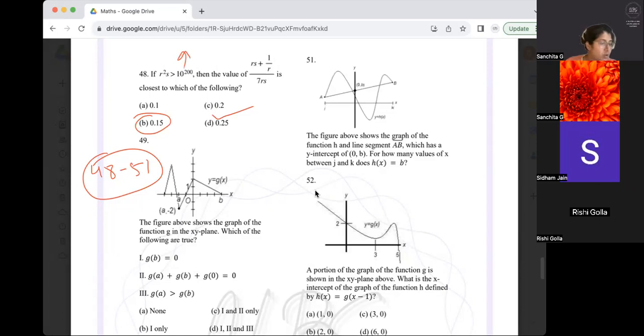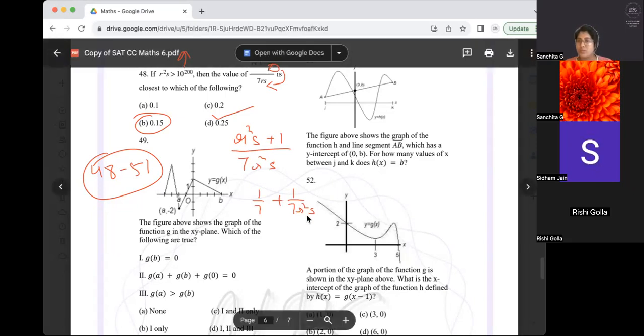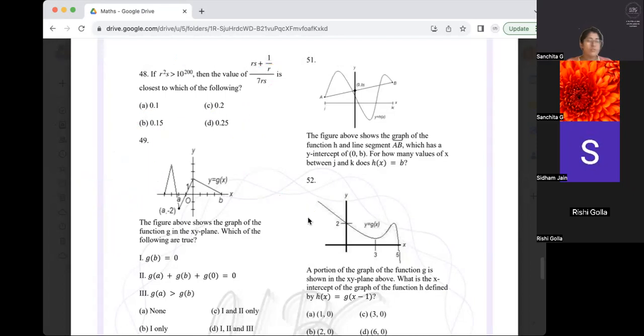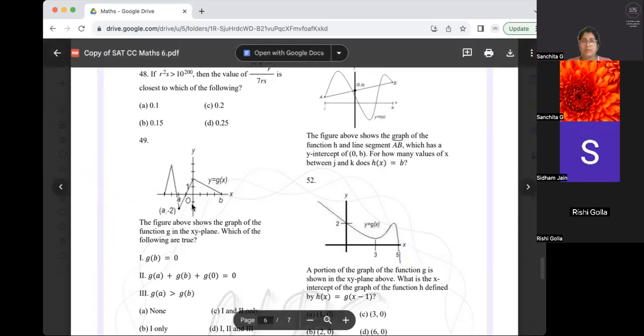If I solve it, r square s plus 1, and I take this r on the denominator, I'll get r square s, right? So if I split it, I will get 1 over 7 plus 1 over 7 r square s. Now this second part is going to tend to 0, correct? So my answer is 1 over 7, which is 1.4 or 1428, something like that.